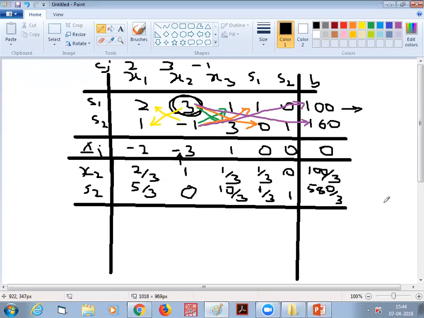Okay, so this becomes our new basic feasible solution. So what is the value of x1 now? x1 equals 0. x2 equals 100 by 3. s1 again equals 0. s2 equals 580 by 3.